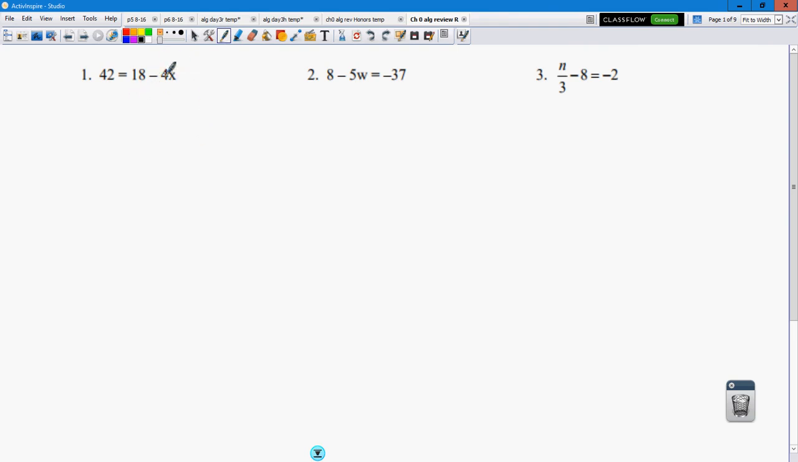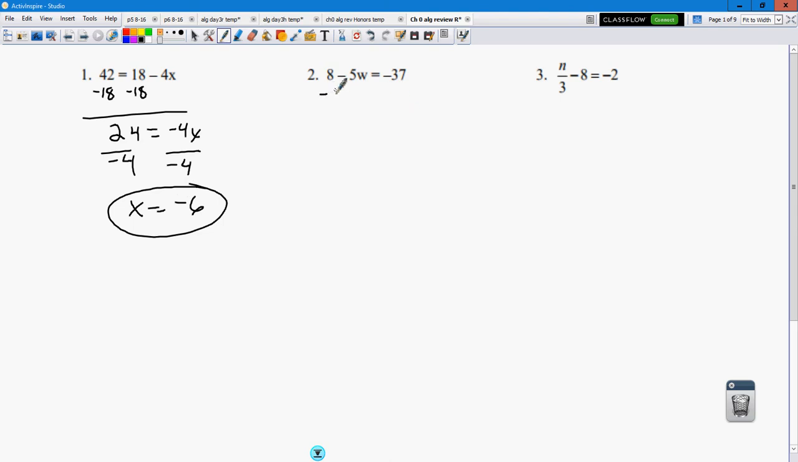So this x is kind of already by itself, but I got to get rid of this 18. If I take 42 and I subtract 18 from it, I get 24 is equal to a negative 4x. So when I divide both sides by a negative 4, I get x is equal to negative 6.